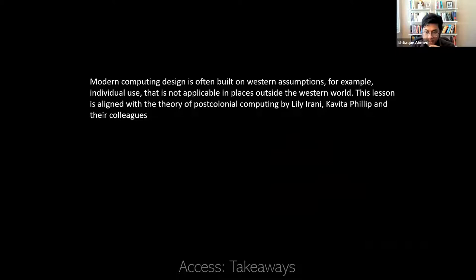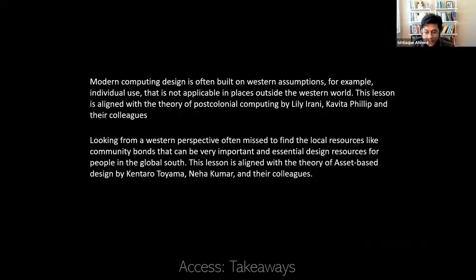We reflected on our work on access in this project and took a few important lessons for marginalized groups in the Global South. Number one, modern computing design is often built on Western assumptions, which are not applicable in places outside the Western world. This lesson is aligned with the theory of post-colonial computing by Lilly Irani, Kavita Philip, and their colleagues. And number two, when we look at a problem from a Western perspective, we often miss the local resources, like community bonds, that can be very important and essential design resources for people in the Global South. This lesson is aligned with the theory of asset-based design by Kentaro Toyama, Neha Kumar, and their colleagues.